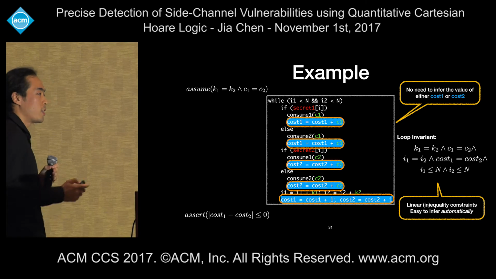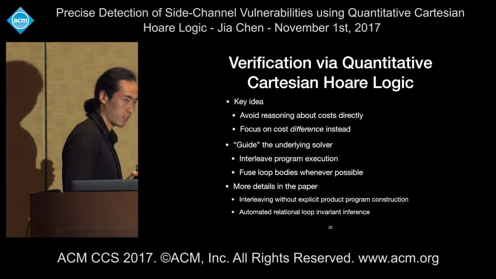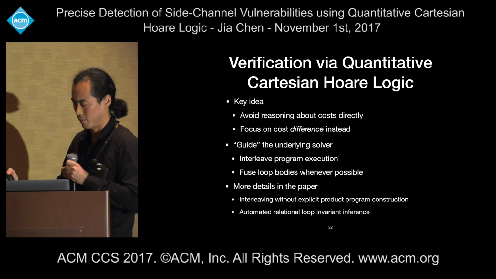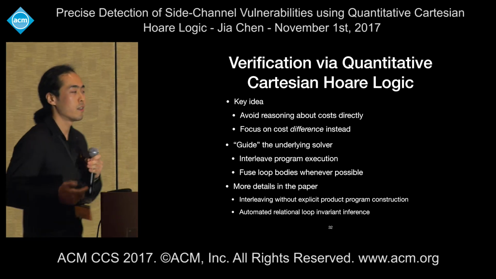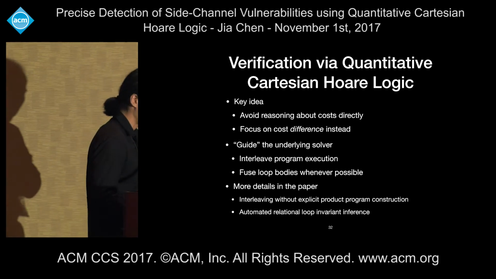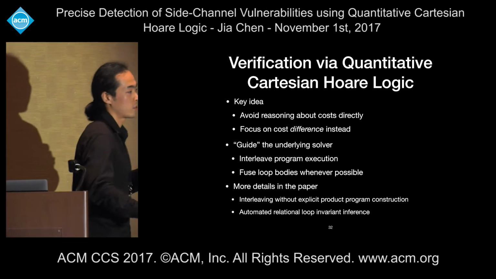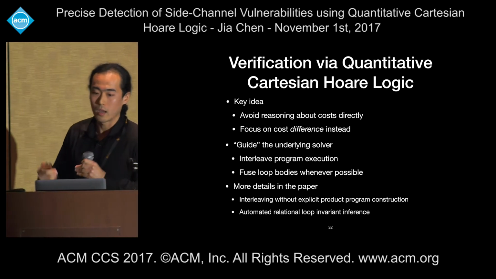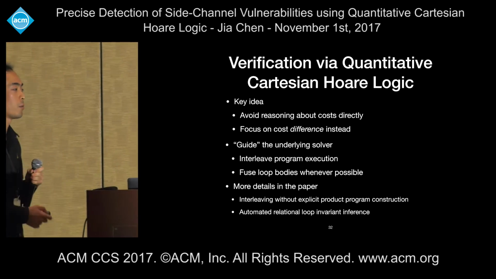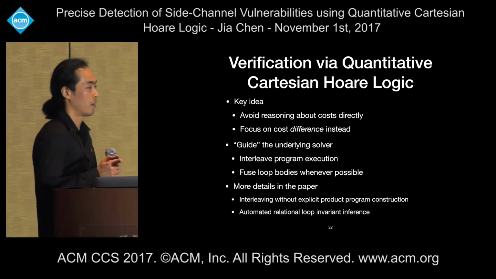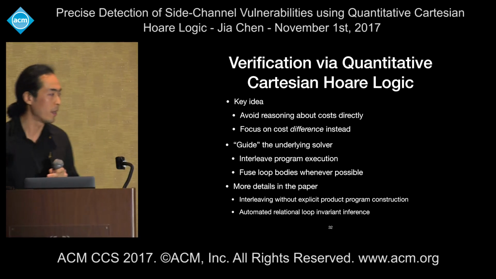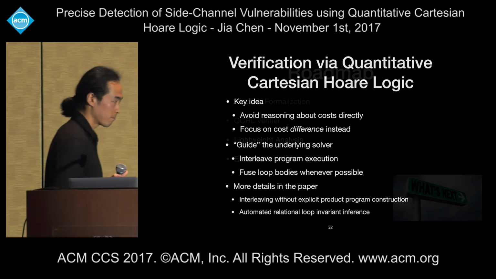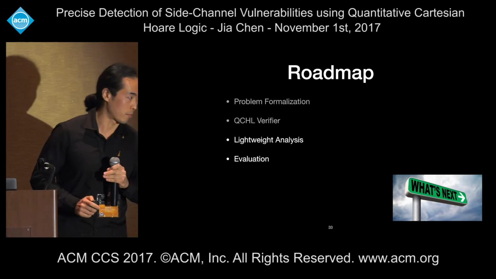To recap, what we call QCHL is basically a bunch of tricks to guide the underlying solver away from this hard problem of cost analysis as much as possible. It does this by trying to interleave the execution of the program and especially fuse those loop bodies whenever possible. Okay, if you're interested in more details, I'd refer you to the paper, where we discuss how we interleave the execution without explicitly constructing those product programs, and also how we automatically infer those relational loop invariants. Okay, let's move on to the next topic.